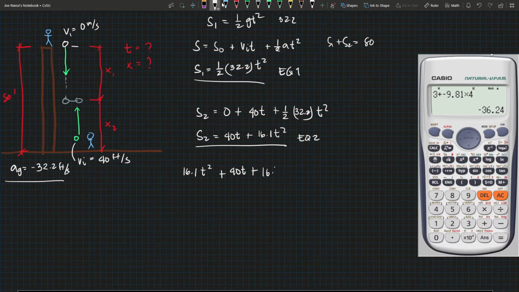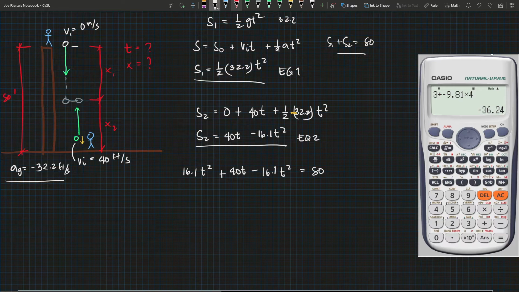16.1. Ito negative dapat to pala. Sorry. Kasi upward na siya. Upward yung direction niya and then nag-a-apply yung gravity force natin downward. So, negative siya. Kaya dapat negative yung dito natin. Negative 16.1. Let's clean this. 16.1 t squared equals to 80, kasi yun nga, galing siya dito.